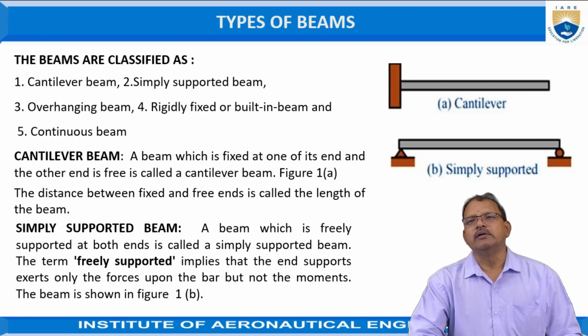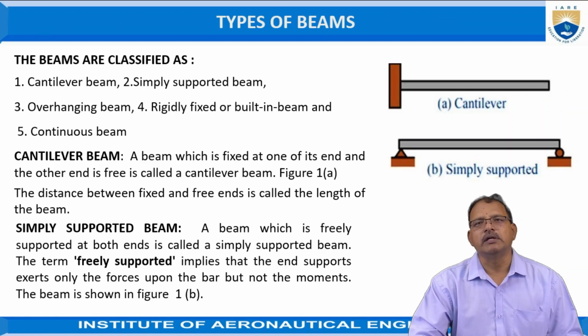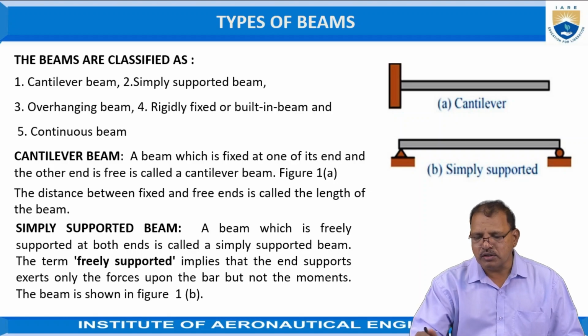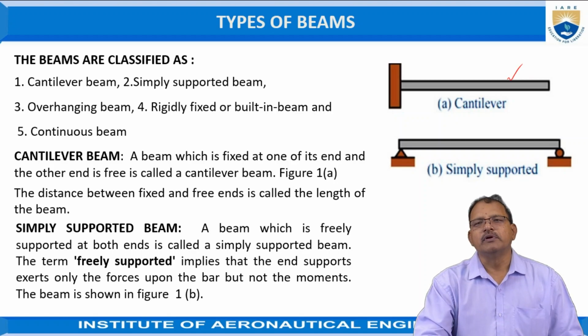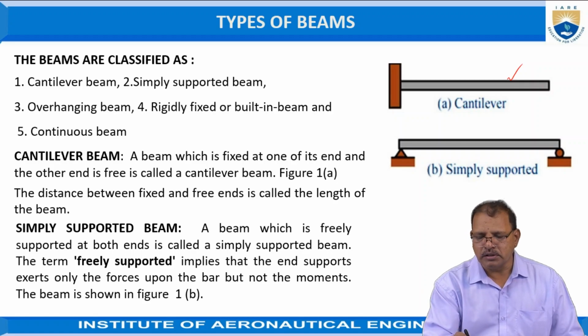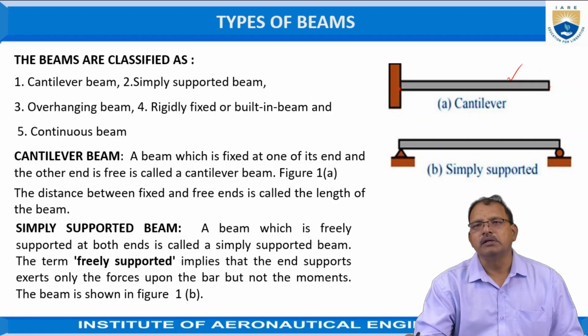The beams are classified into 5 types here. It depends upon the type of the support it is having. The first one is a cantilever beam. The beam which is fixed at one end and the other end is free, as shown in the figure, is known as a cantilever beam. The distance between the fixed and free end is the length of the beam.